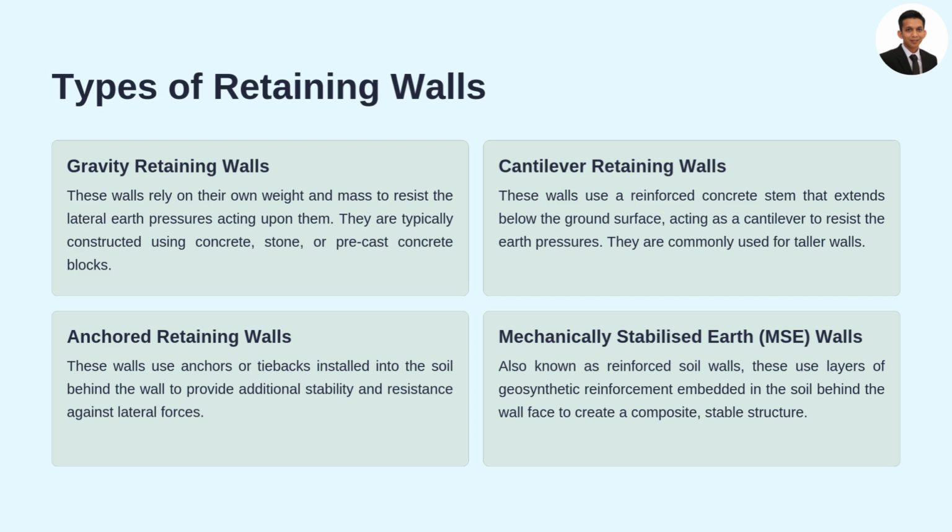And number four, mechanically stabilized earth walls, MSE. Combines soil with layers of geosynthetics to create a composite structure, widely used in large-scale projects like highway embankments. Engineers choose the wall type based on site constraints, soil properties, wall height, and economic factors.